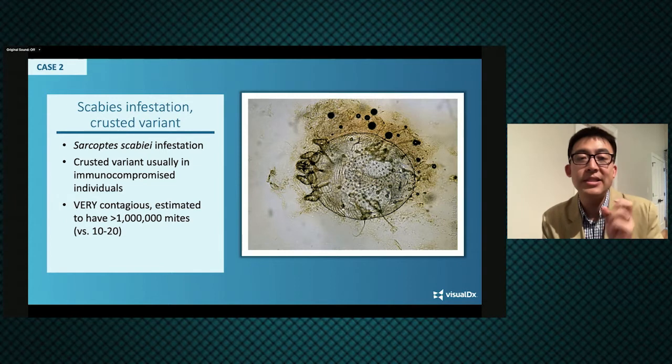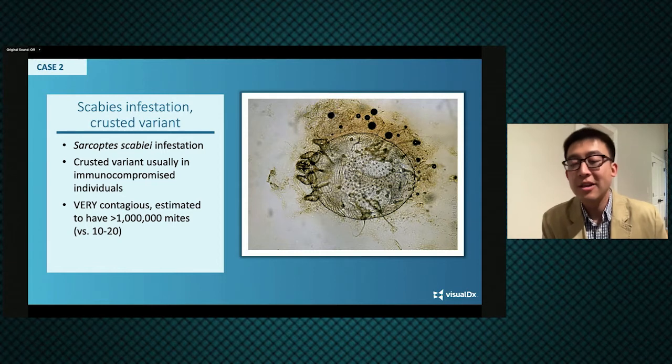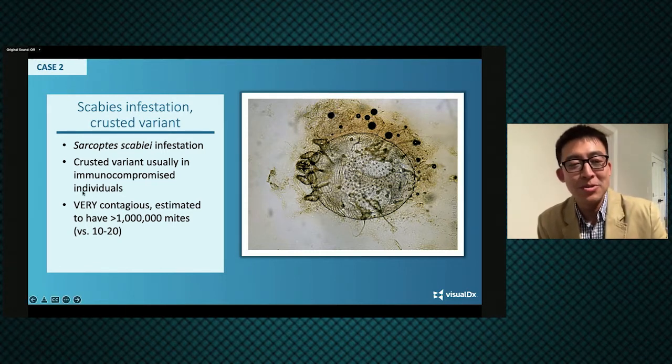So there's nothing different about the mite itself. It's the exact same mite between the crusted variant and the normal variant, except in the crusted variant, it's very, very contagious. Each patient with crusted scabies is estimated to have over 1 million mites. I have no idea how they did that calculation. And each patient that has normal scabies is estimated to have between 10 to 20 mites at any given time. Again, don't know who did that study. Not something that I personally would do as a researcher.